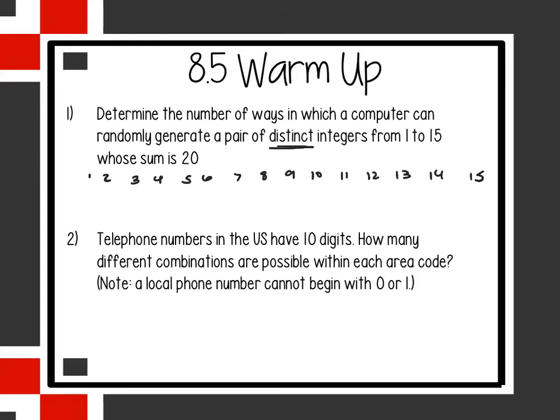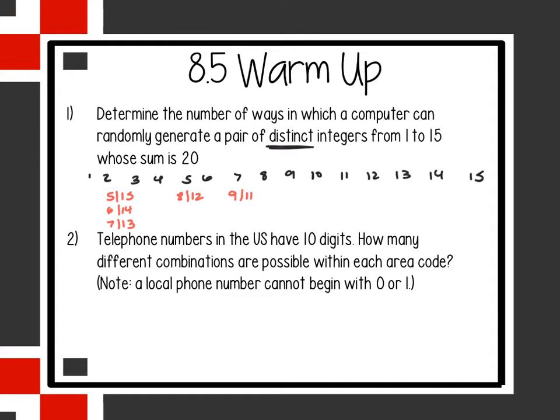What does distinct integers tell you? You can't repeat it, right? So I can't use 10 and 10. That would not be distinct, right? So distinct integers that sum to 20 would be what? What's one way I can make 20 from these? 5 and 15. What else? 11 and 9. What else? 6 and 14. What else? 7 and 13. What else? 8 and 12. And then 9, 11 would be the last one, right?